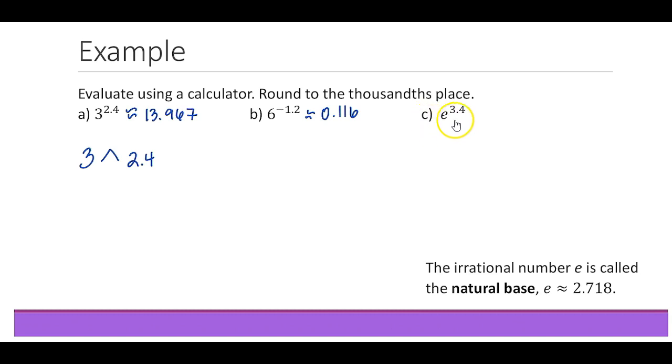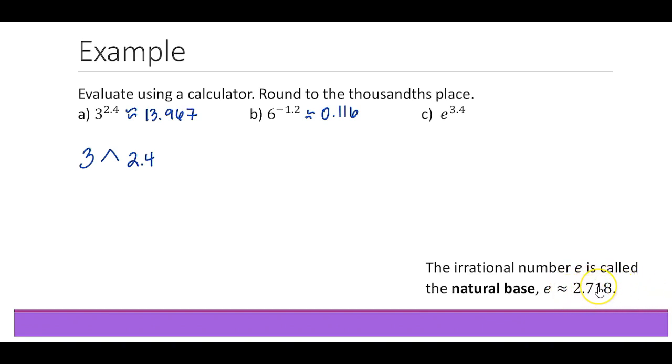And then in part C, we're looking at e to the 3.4. Now, what is this e? E is an irrational number. The irrational number e is called the natural base. And e can be approximated by 2.718. But since it's irrational, it keeps going on forever and ever.